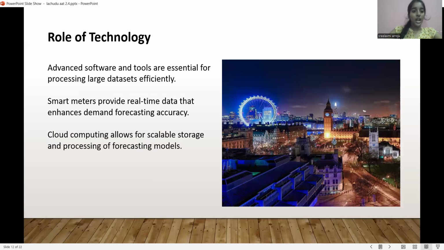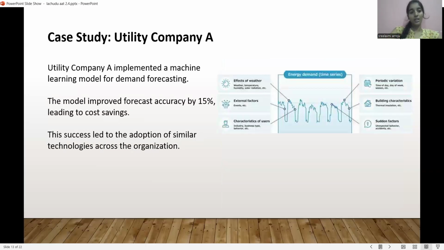Role of technology. Advanced software tools are essential for processing large data sets efficiently. Smart meters provide real time data that enhances demand forecasting accuracy. Cloud computing allows for scalable storage and processing of forecasting models.